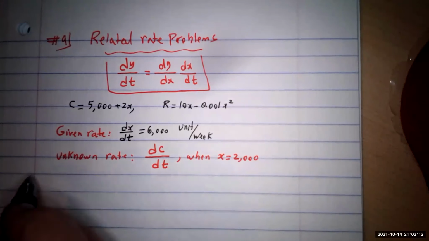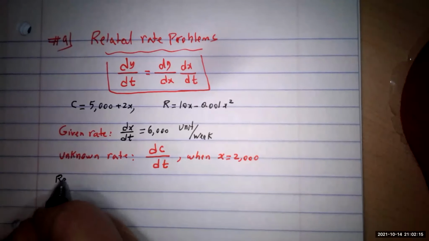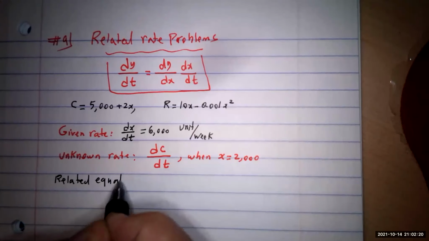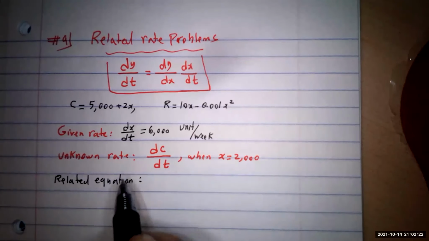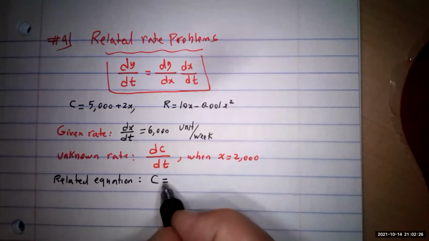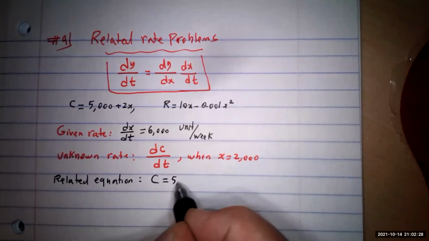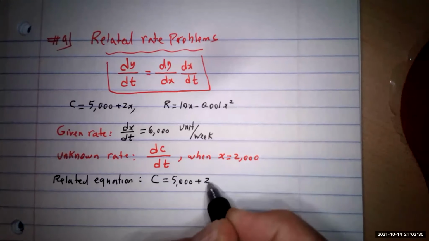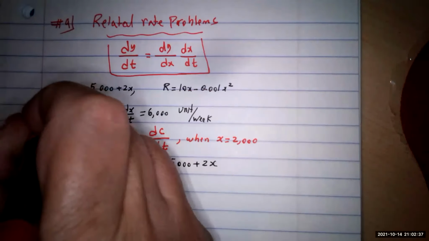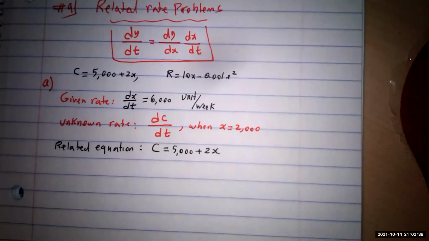Remember, there was something we call the related equation. In the case of the cost, the related equation is the cost equation. The cost equation is given to us as 5,000 plus 2x. So this would be the step for the cost function. I call it part one, because they give you part one for the cost, part B for the revenue, and part C for the profit.